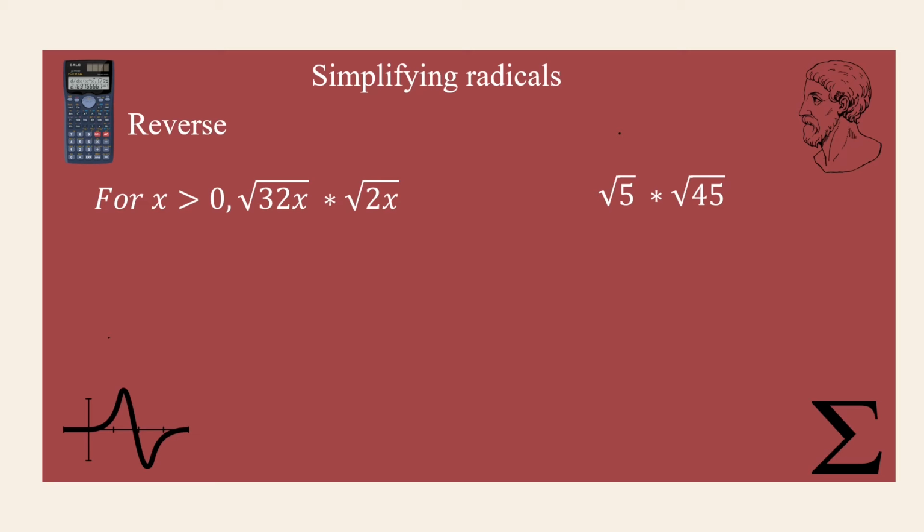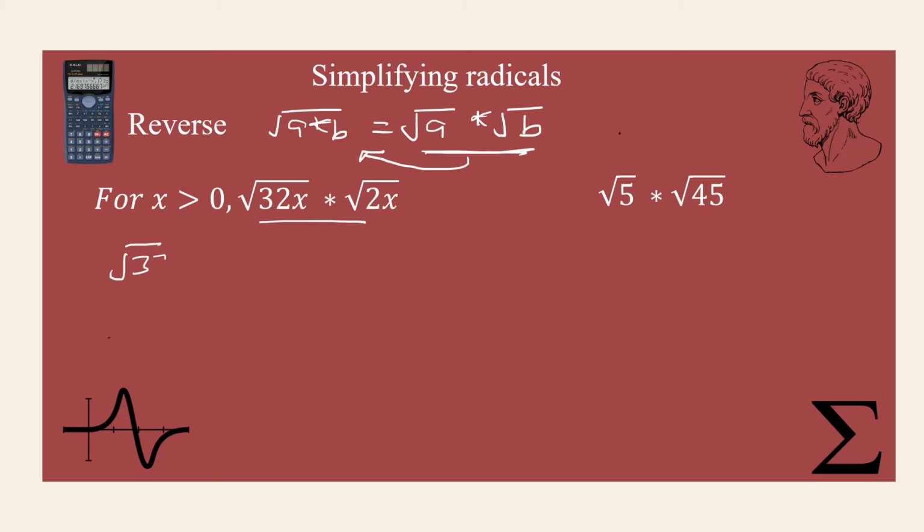So we can reverse the product rule. Remember, the product rule says if you have the radical of a times b, this is the same as the radical of a times the radical of b, two separate radical expressions. With this one, I have something that looks like this, and I want to reverse it and put it back here to make it easier for me. Sometimes that's what you have to do. So let's reverse it.